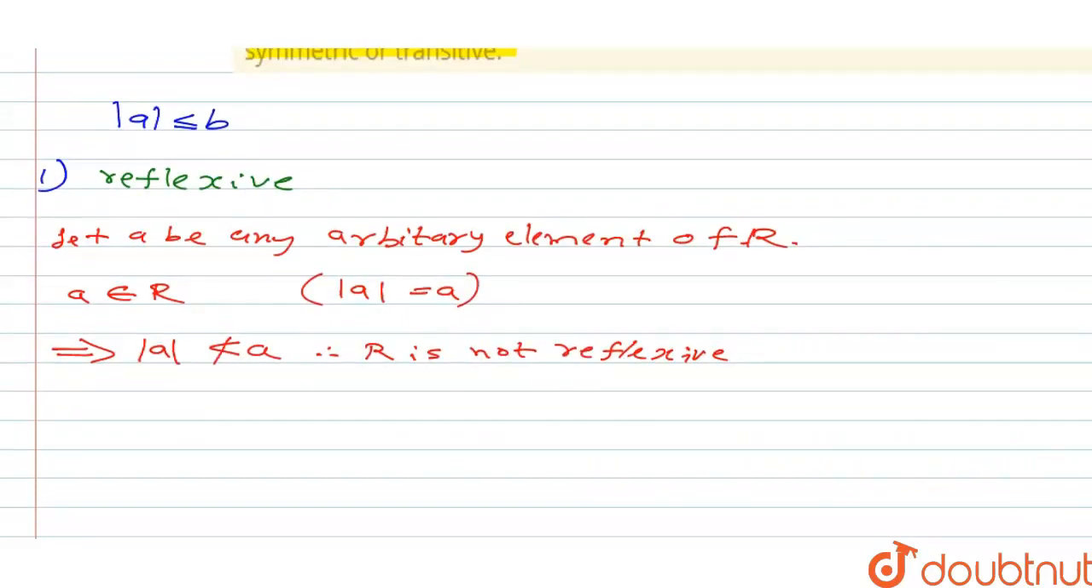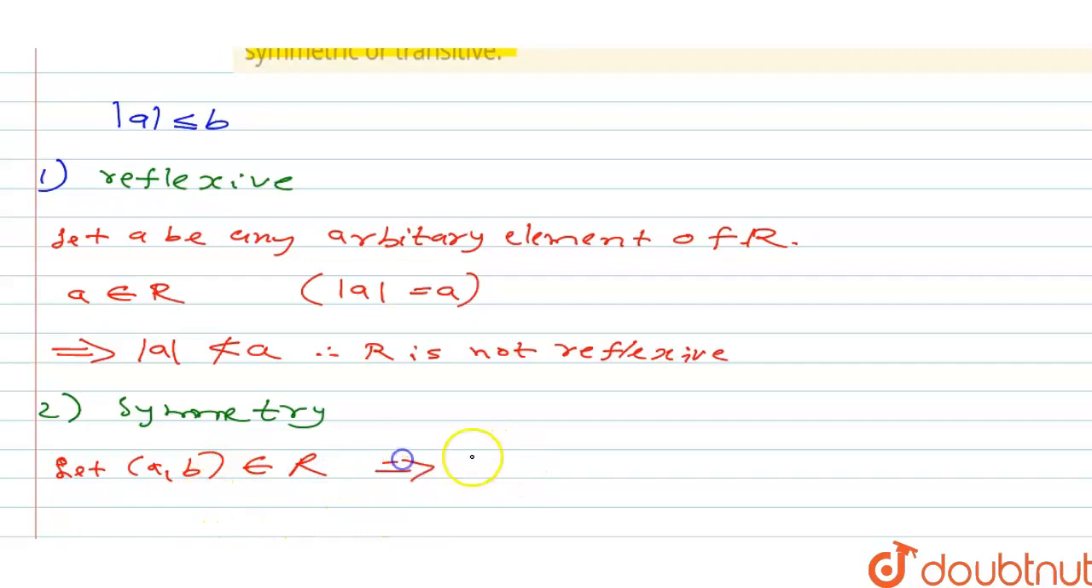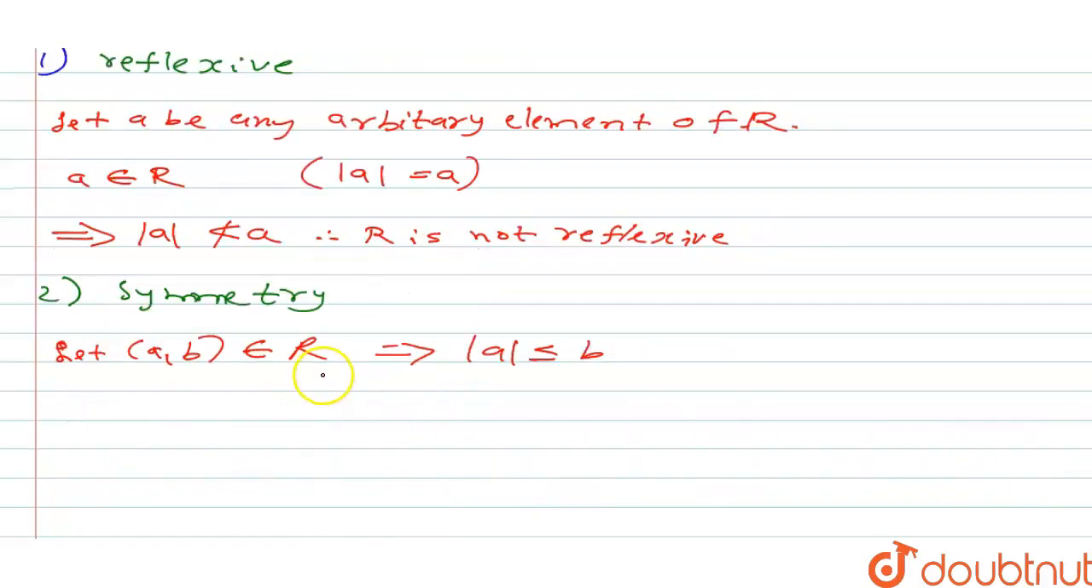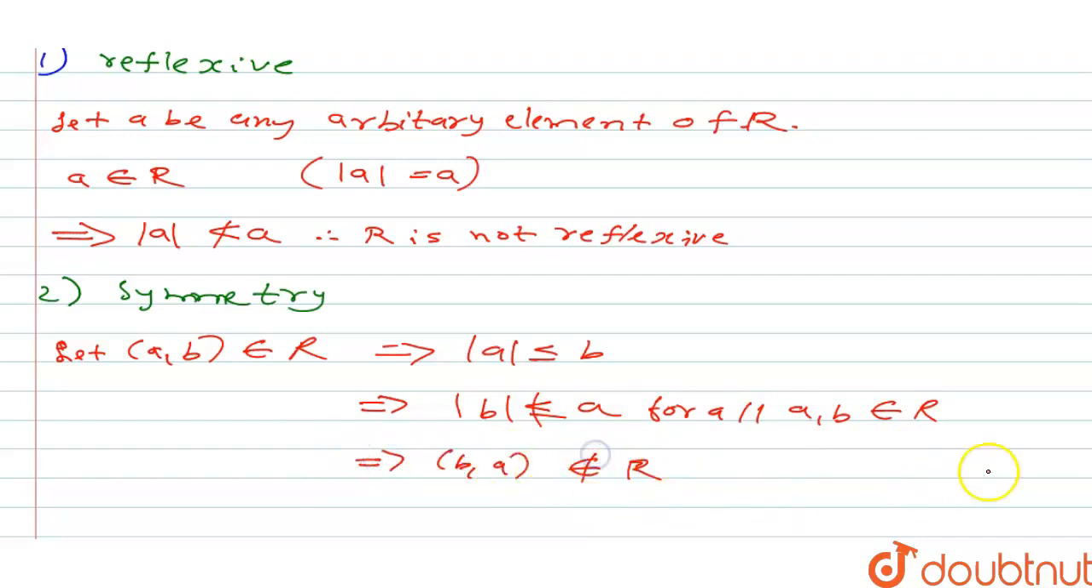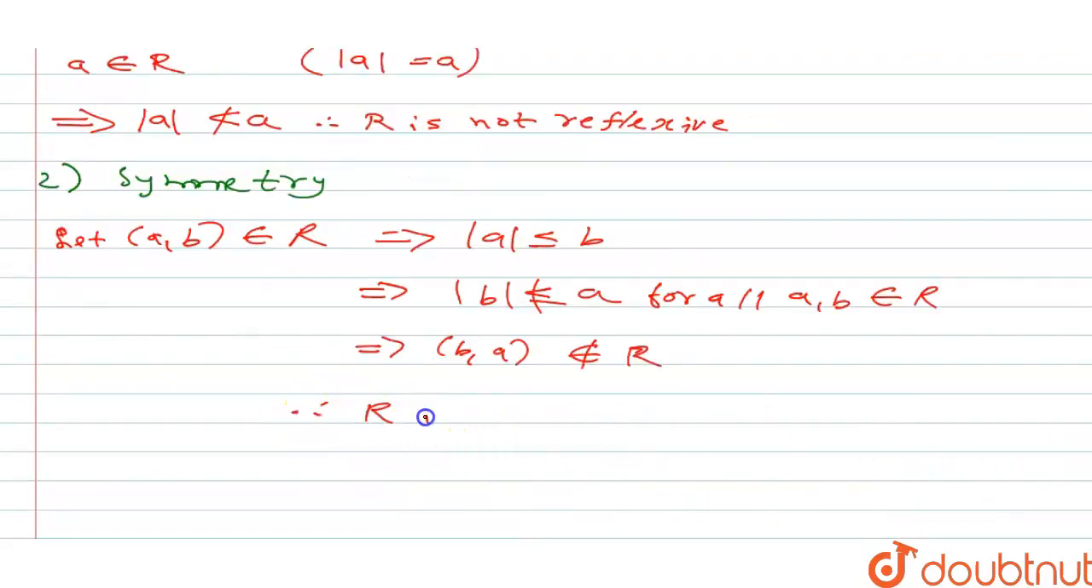Now let's check for symmetry. For this we can write again, let a comma b belong to R. This implies that mod of a is less than or equal to b, so we have to interchange a and b. So we will write mod of b is also less than or equal to a, but which is not true, that is false. For all a comma b belongs to R, it is false. So therefore we can say b comma a does not belong to R. So we can say that R is not symmetric.